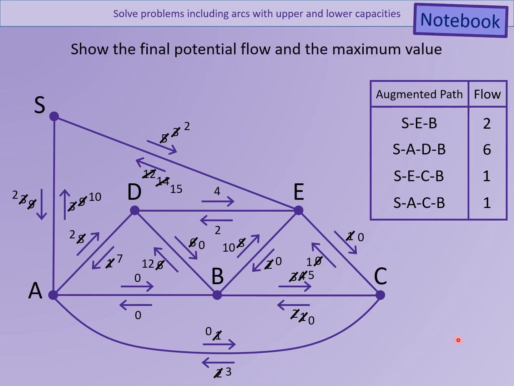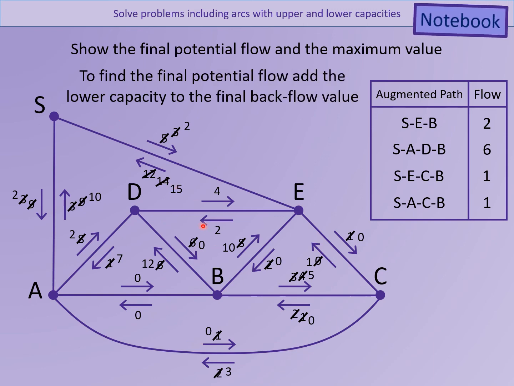Okay, so show that potential flow at the end. Remember that we have to go back and consider what the minimum flow is. And this is where you need to look at your two diagrams. So the minimum flow plus what's left over, what we're using, which is the backflows. Add those together and that would get you your actual values.